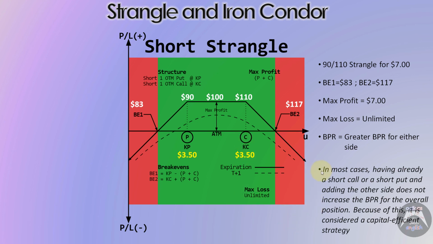So this is something that I mentioned here. In most cases, having already a short call or a short put and adding the other side does not increase the BPR for the overall position. Because of this, it is considered a capital efficient strategy. So if you have a short call and the buying power reduction is $10,000 or whatever, actually let's calculate. Let's get a rough estimate of this. This is going to be around 20% of the notional value, so it's going to be around $2,000.